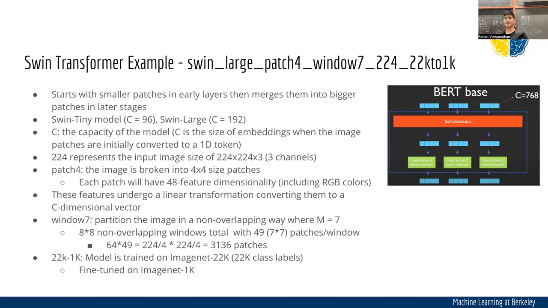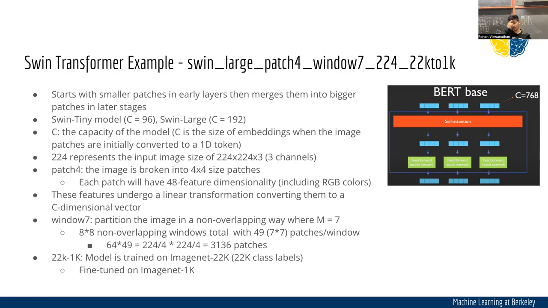64 times 49 is equal to 3136 patches. And this is the same as if we just break the 224 by 224 image into 4x4 patches. So 224 divided by 4, squared, right? The last thing is 22K to 1K.